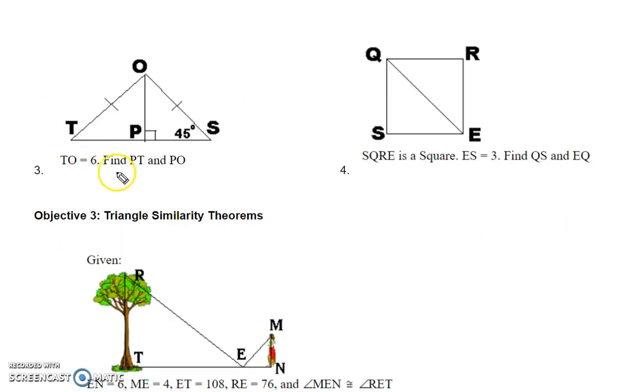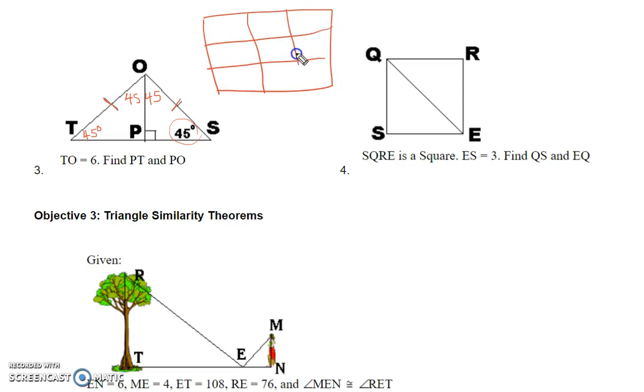Okay, number 3. I have markings here and here that indicate that it's congruent. I have a 45-degree angle, which makes this angle 45 degrees as well. I have a 90-degree angle, so that makes this one 45 and this one 45. That means I have a 45, 45, 90 triangle, which is different from the 30, 60, 90. I still have a graphic organizer to use, except this time on the front row I have 45, 45, 90. And the relationship between the sides are x, x, x square root of 2.